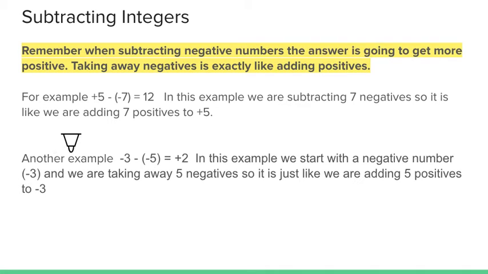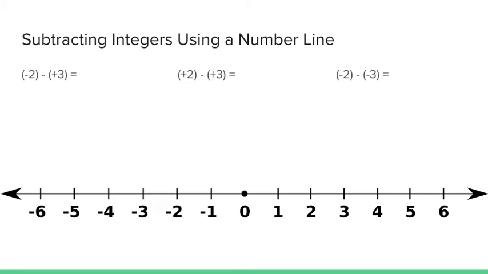For example, if I have positive 5 and I'm taking away negative 7, that's exactly the same as adding 7. So our answer becomes 12. Another example, if I had negative 3 and I take away negative 5, I'm taking away negatives, so my answer is going to increase by 5. And thus, my answer is negative 2. Once again, if you don't get this, that's okay. We're about to use a number line to help us understand.